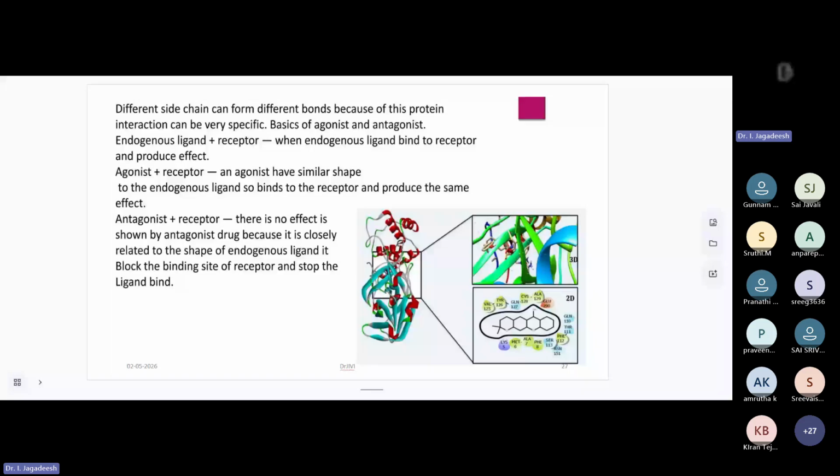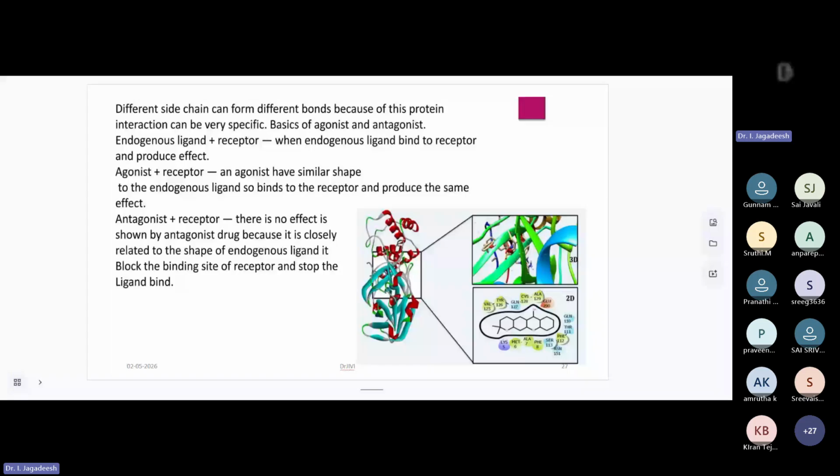Whereas with the antagonist and the receptor, there is no effect shown by the antagonist, because the drug has a closely related shape to the endogenous ligand, but it does not have the same interaction as the ligand. It blocks the binding site, not allowing the original endogenous ligand to reach there, and stops the ligand from binding. That is called a competitive antagonistic attachment in the pocket. That will be acting against it. This will be acting as an antagonist.